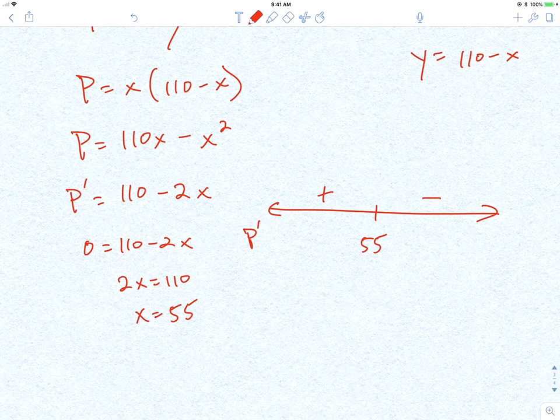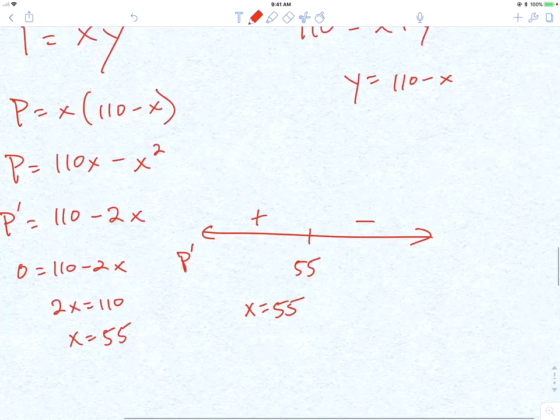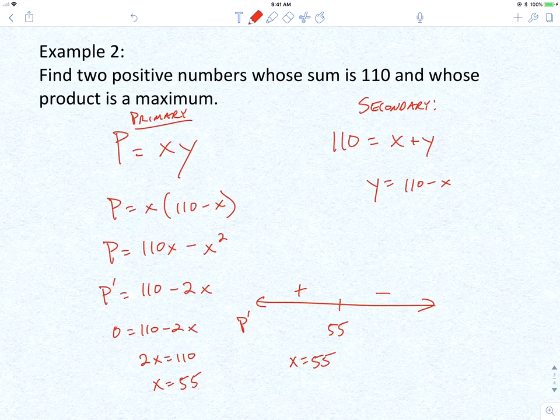So when one of the numbers is 55, that was x that I was solving for, the product will be a maximum. It said find both the numbers. So how do I find the other? I come back up here to my secondary equation.